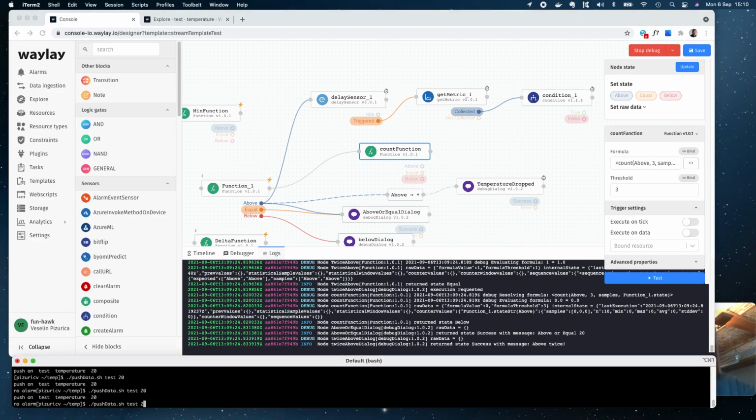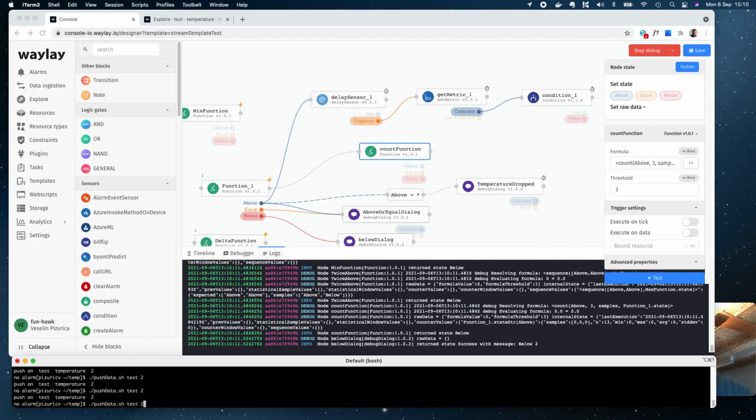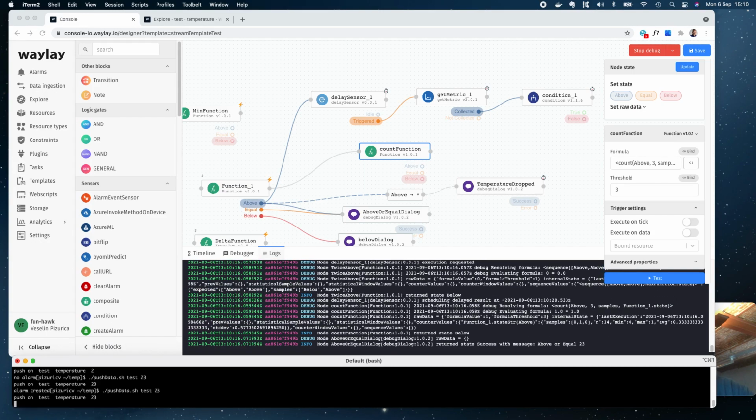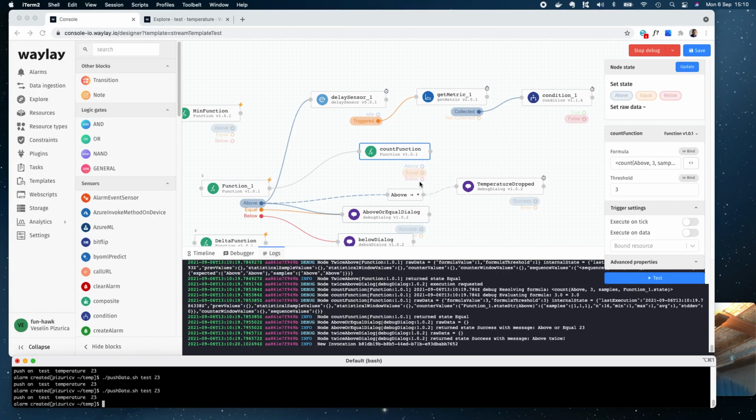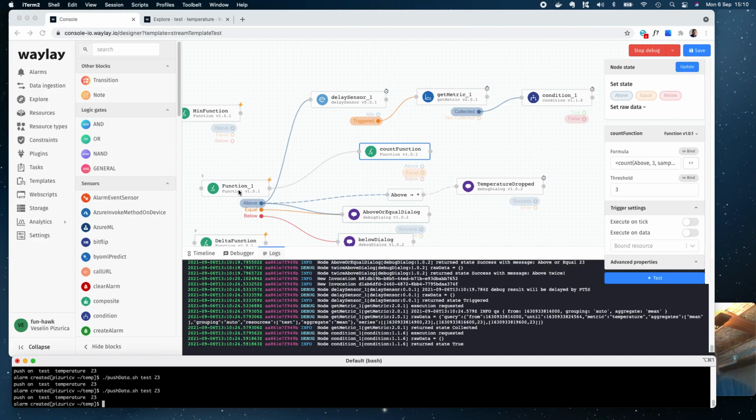Let me make sure that I have first something below. And let me now push temperature 23 3 times. All right, it's the first time, the second time, and the third time. We should notice now that we're getting to equal, which means that we have found the moment when this function returned 3 times above state.